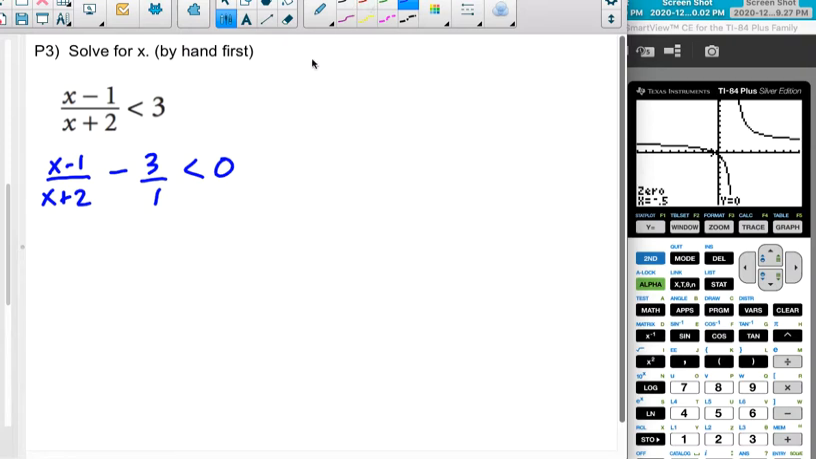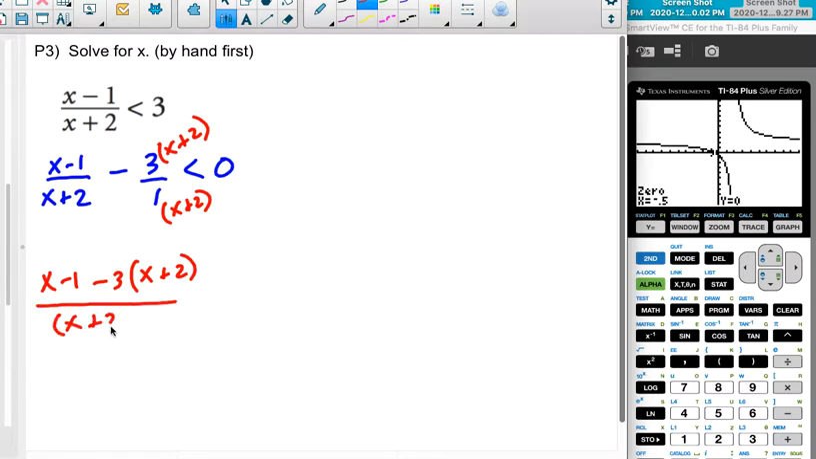I'd then get a common denominator to make this a single fraction. So I'm going to multiply this by x plus 2 over x plus 2. I'm going to get x minus 1 minus the quantity, minus the 3 times the quantity x plus 2, all over an x plus 2 is less than 0. And when I clean up the numerator, this is a negative 3x minus a 6. So I think I get negative 2x minus 7 all over an x plus 2 is less than 0.